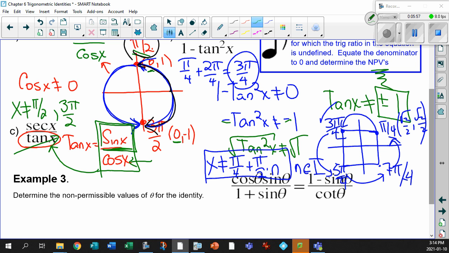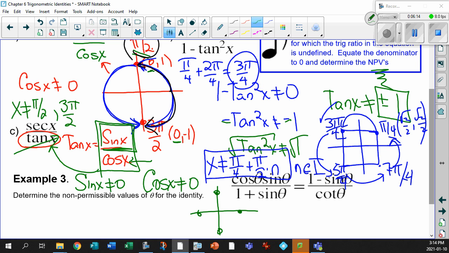Oh my goodness. Okay, so where is sine x cannot equal 0, and where is cosine x cannot equal 0? Think about it. Again, right? You know and I know these are our quadrantal points. Here, here, here, and here.